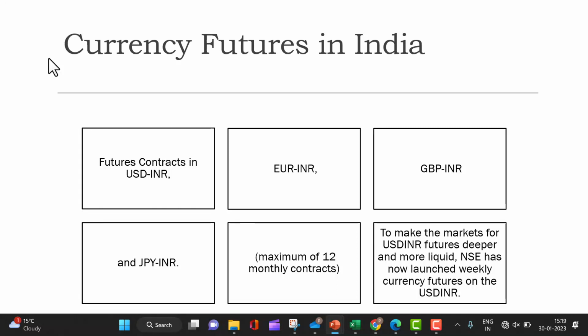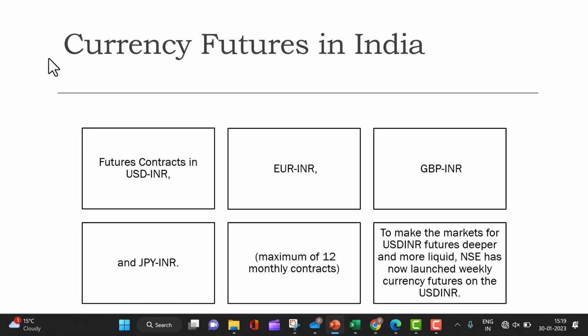And Japanese yen. So how many currencies are these? 1, 2, 3, 4. These are the only currencies available on the stock exchange. These are the major ones. Almost 70 to 80% of your needs will get covered through the futures. Now, maximum 12 monthly contracts. So there are 12 months of contracts available at any given point of time when you go to the stock exchange.